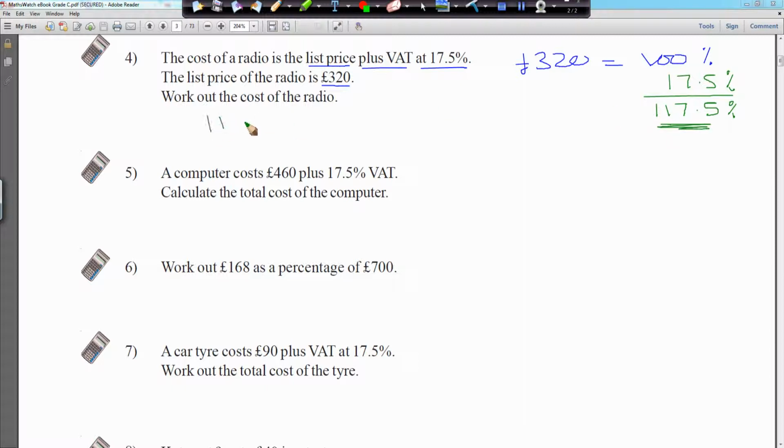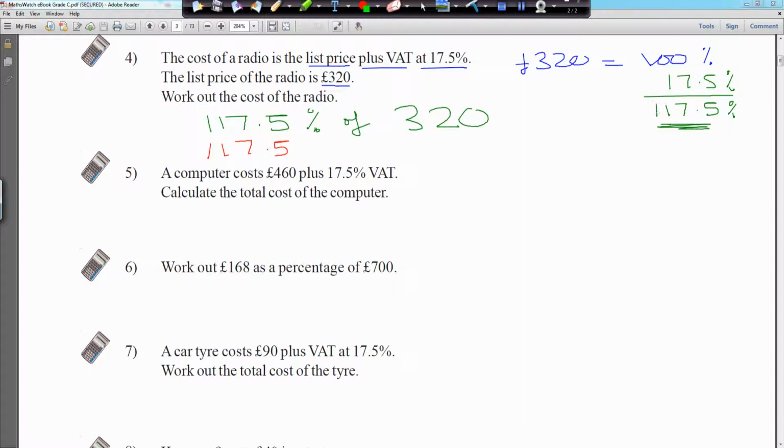So in a sense, that is what we are working out in the question. We are working out 117.5% of 320. Now let's see how that translates into calculator technique. So we type in 117.5. We use the shift button and then we find the percentage. It's in different places and different buttons on different calculators.